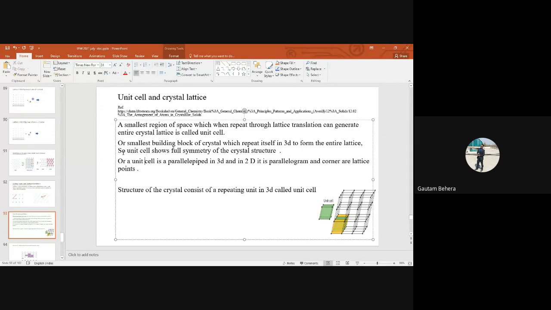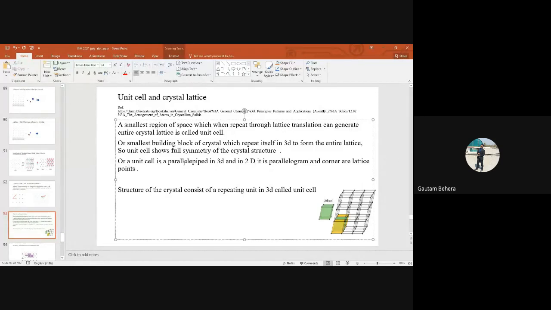So this is also a very good statement. So unit cell shows full symmetry of the crystal structure, right? You can see the symmetry is maintained. If the unit cell is like this geometry, you can see entire crystal is of same geometry, yes or no? The shape, I am talking about the shape, right?